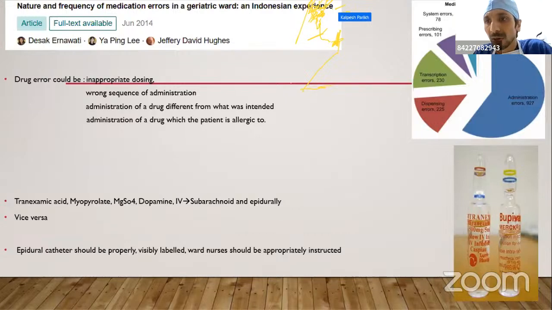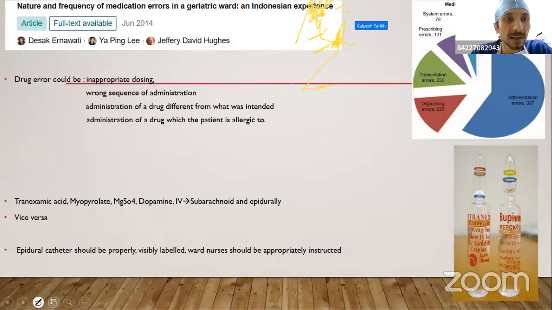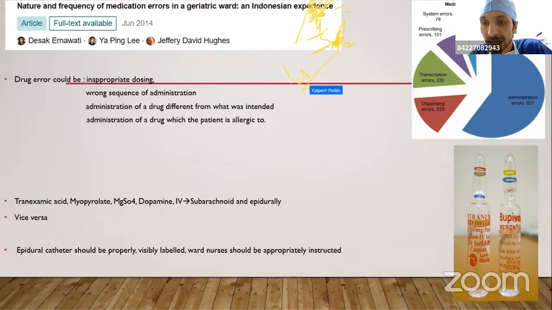The most common cause of drug error is in drug administration. Drug error usually means inappropriate dosing or the wrong sequence of drugs administered. A drug which was not intended to be administered got administered, or a drug which the patient was allergic to got administered. Here on the right side, you can see a picture of look-alike ampules of bupivacaine heavy, used for spinal anesthesia, and of tranexamic acid.